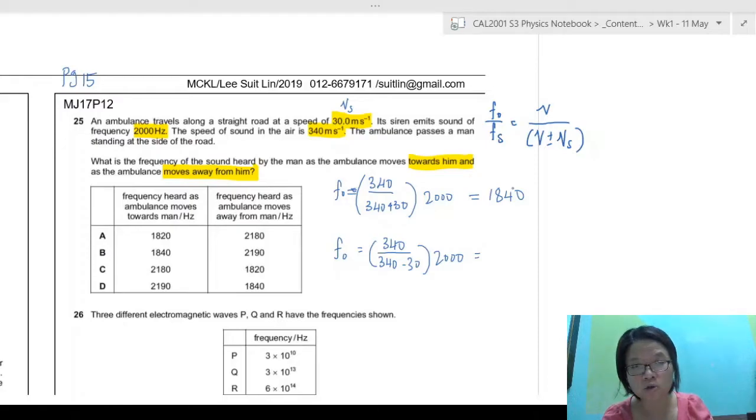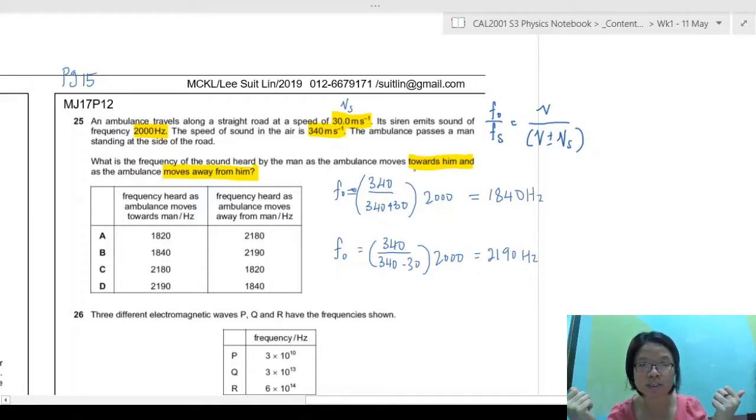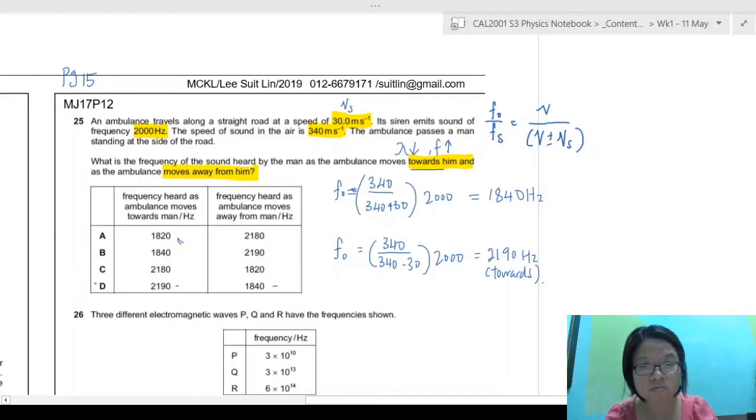Okay, so whether the frequency increases or decreases depends on whether they are moving together, increase, or moving away, then decrease. So if they are moving together, that means it moves towards him, that will be an increase in frequency because the waves are squished together. So 2190 would be towards, and 1840 would naturally be away. Then your answer would just be D.